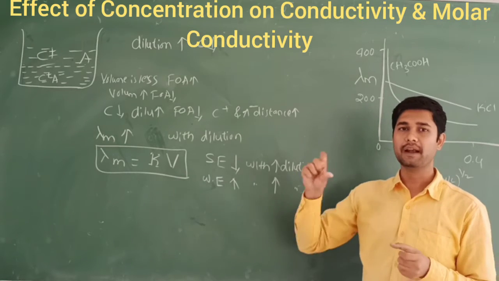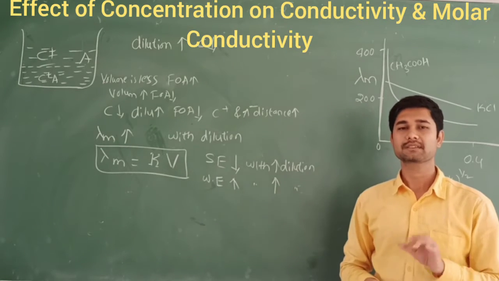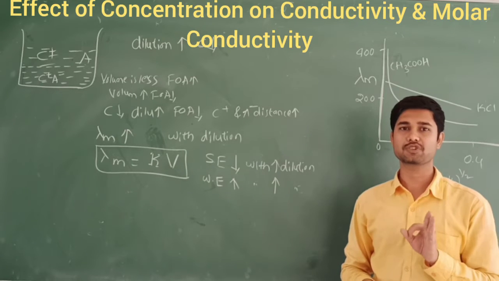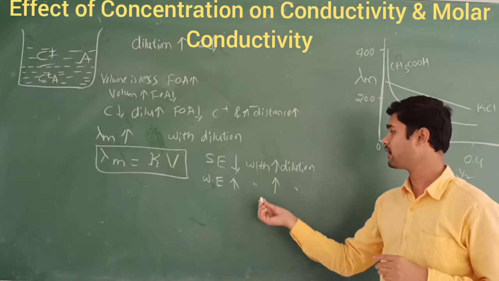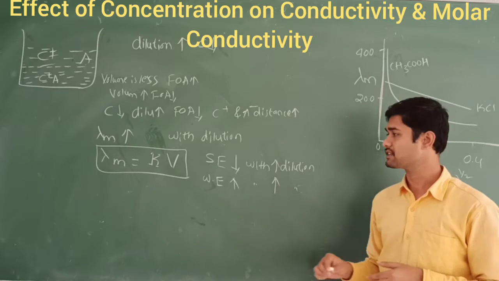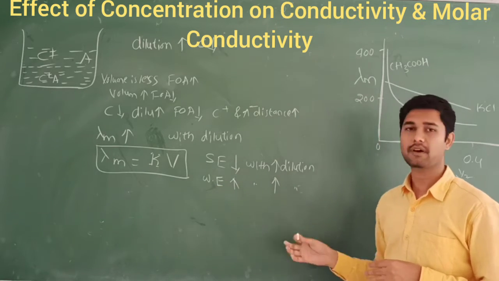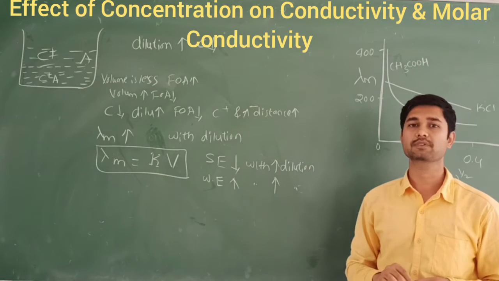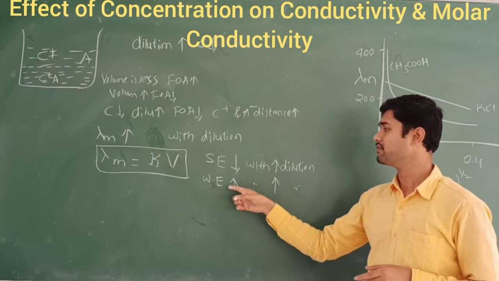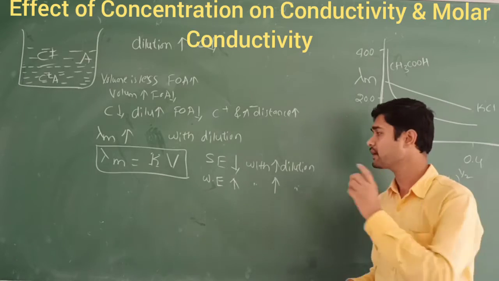So what happens if you add further dilution? The degree of dissociation goes on increasing as you keep adding dilution. So that's why the weak electrolyte's conductivity goes on increasing when you add further molecules of water. As dilution increases, the weak electrolyte's conductivity also increases.